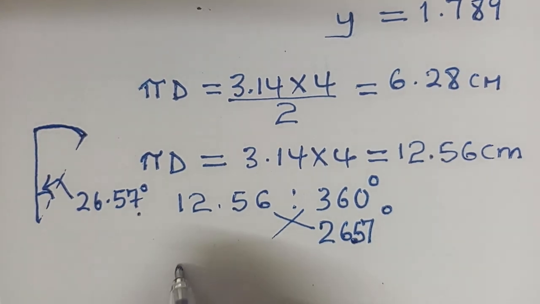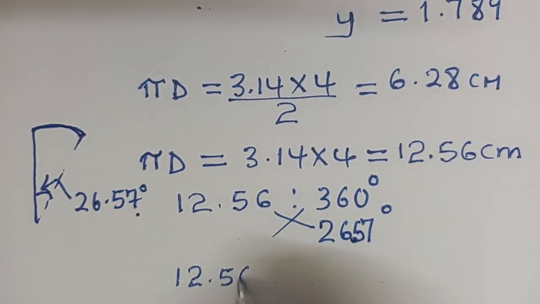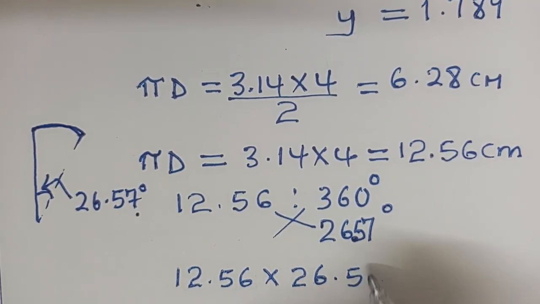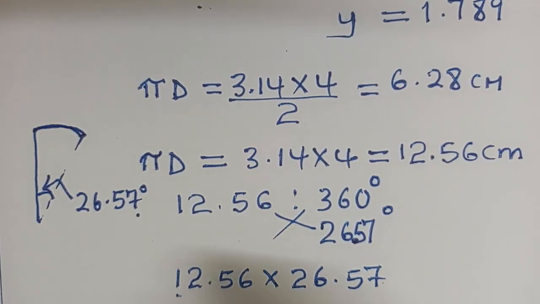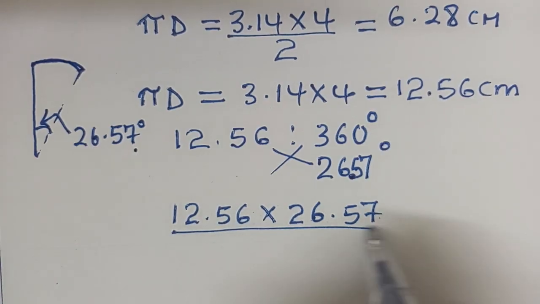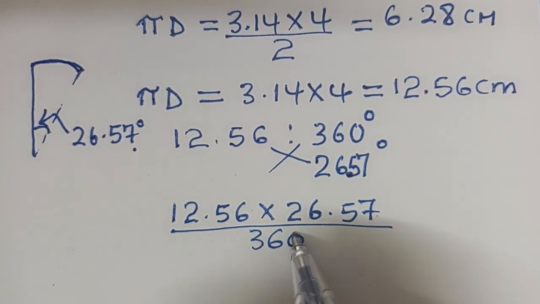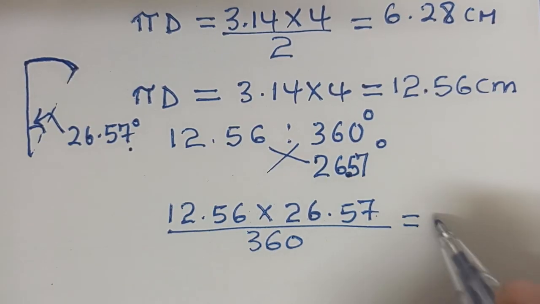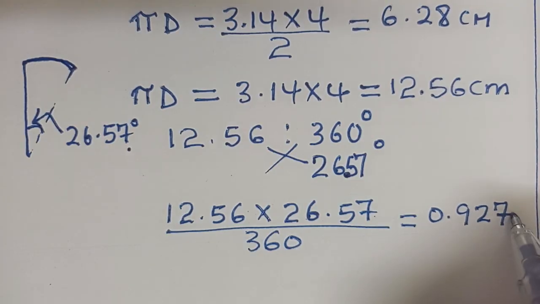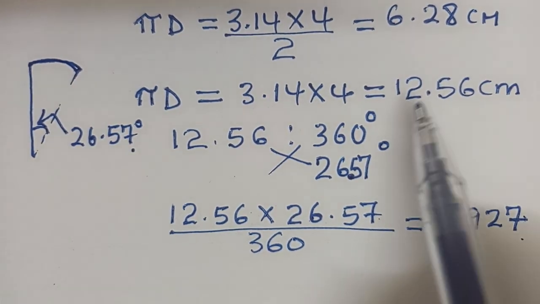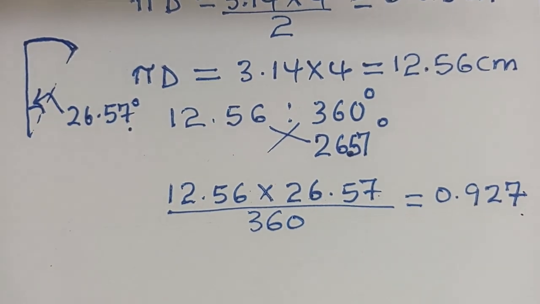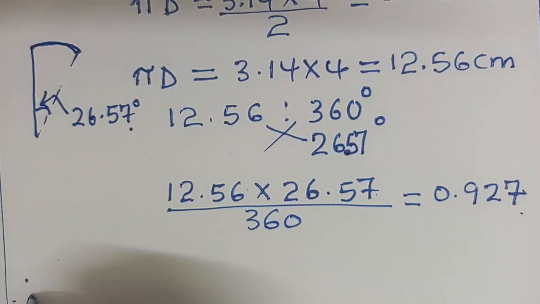So when we do that, we get 12.56 times 26.57 and divide that by 360. Guys, that comes to 0.927. So guys, that's what we are going to take off from 6.28. And so therefore guys, let's now go to establishing the perimeter.